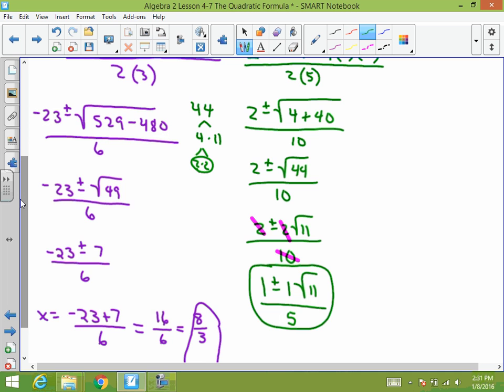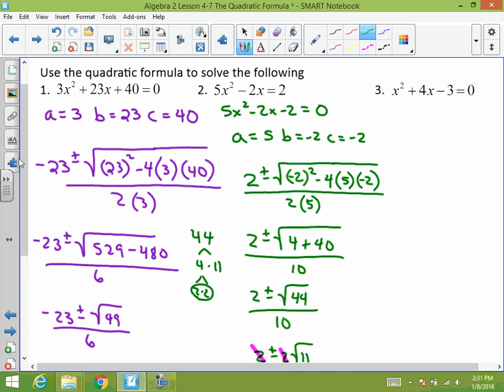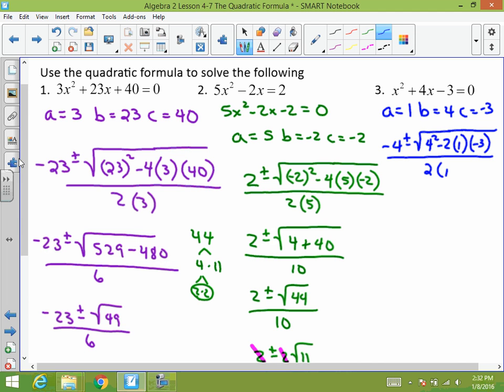The last one over here to the right, we'll do that one in blue. It's already written in the correct form. So A is 1, B is 4, C is negative 3. So if I do this quadratic formula, negative B, negative 4 plus or minus the square root of 4 squared minus 2 times A times C, all divided by 2A. Okay, that's 4A, see? Excuse me. I knew I messed that up somehow. Here, go back here.